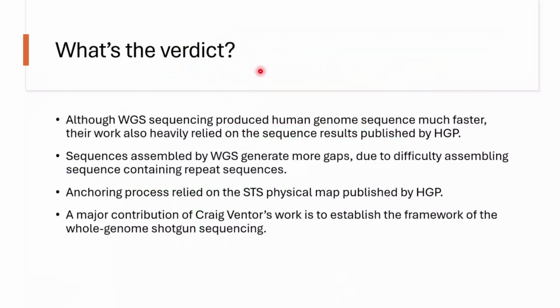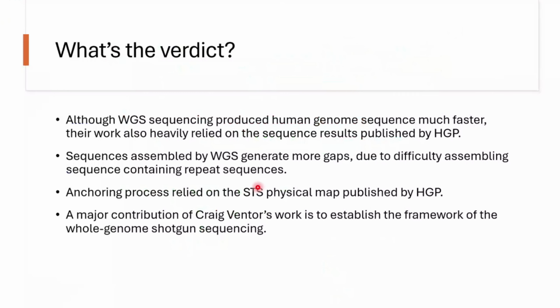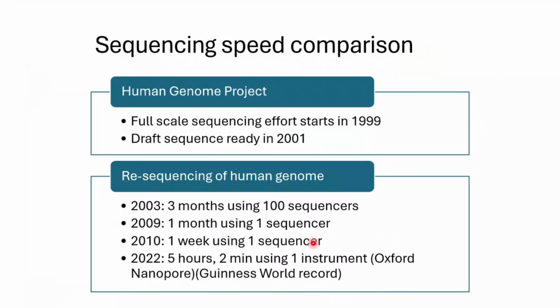So Craig Venter started by using his own DNA and then ended up using the DNA of everyone. So that did not work. But their effort together was successful into getting the human genome much quicker. His approach was much better because it was faster, but it ended up relying heavily on the data that was published by the Human Genome Project. And those scaffolds were anchored to the mapped STS that were done in like 1999. Okay? Good.